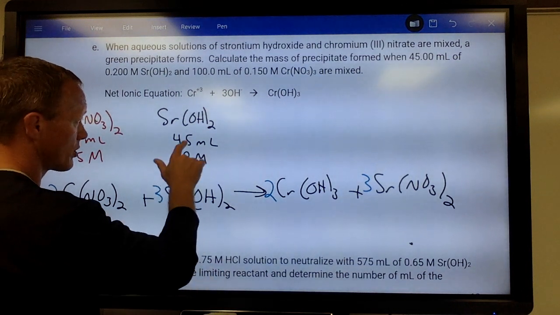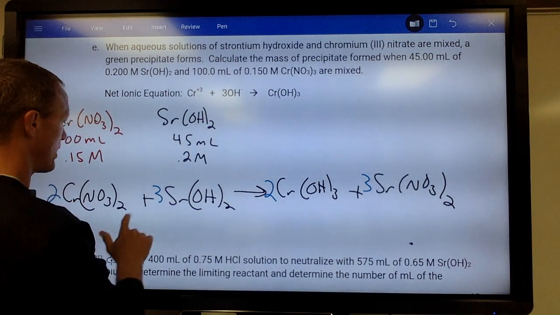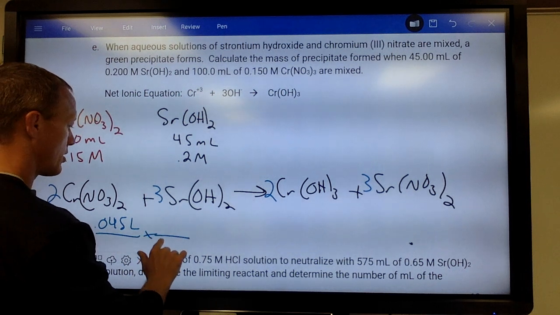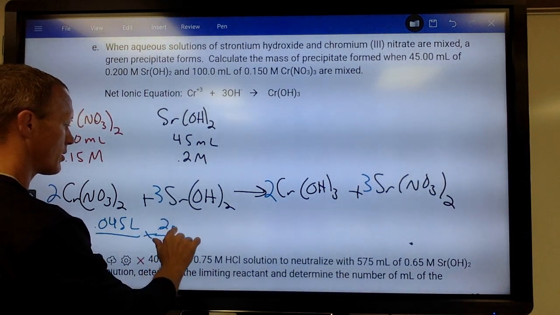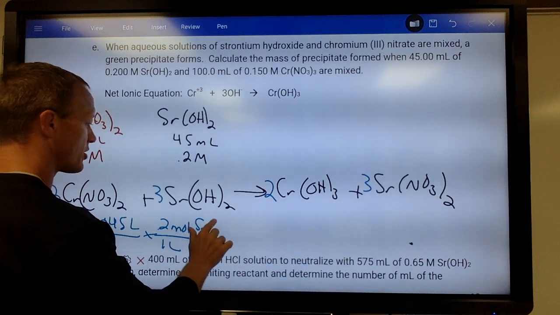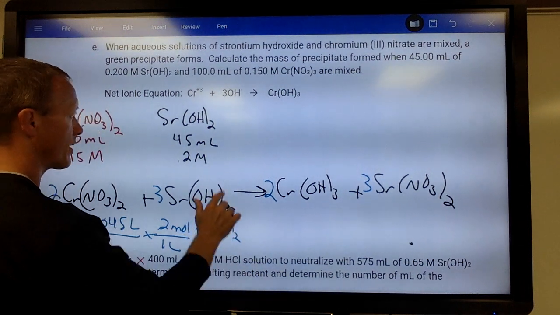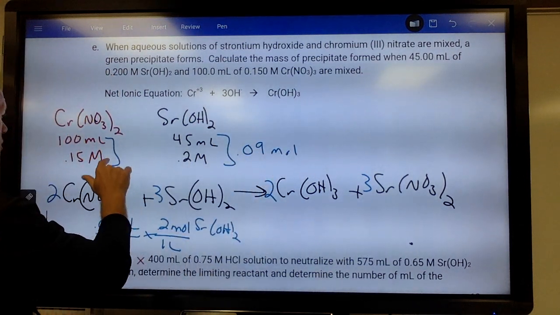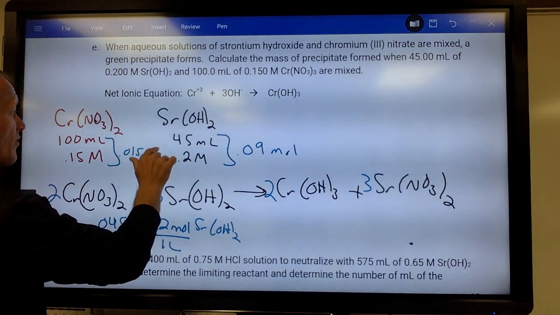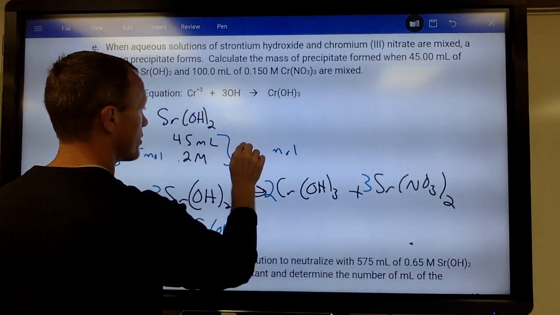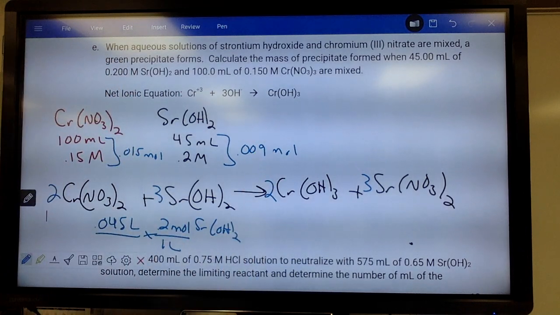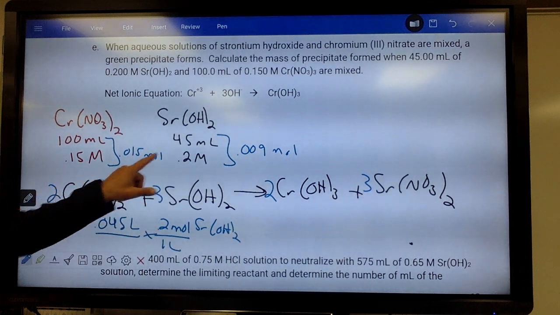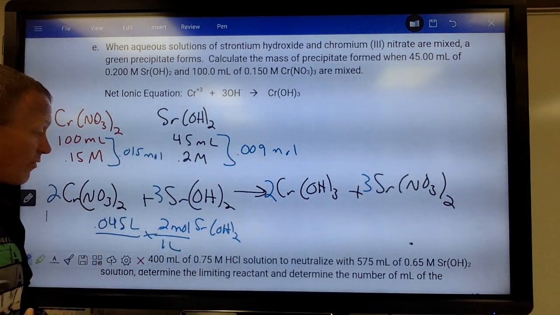If we turn this into moles, 0.045 liters, every liter is 0.2 moles of strontium hydroxide. If we do this, just so you know, that's 0.009 moles of that compound. This is still what it was before, 0.015 moles. Well, this is supposed to be bigger than that. It's not bigger than that, so that's how I know it's my limiting, just like it was before.